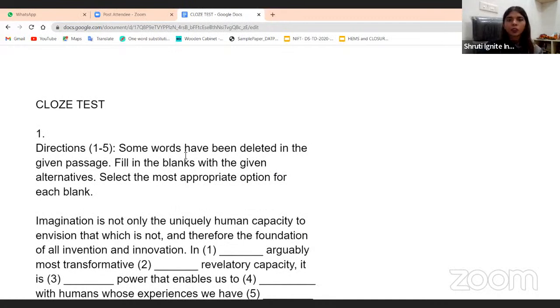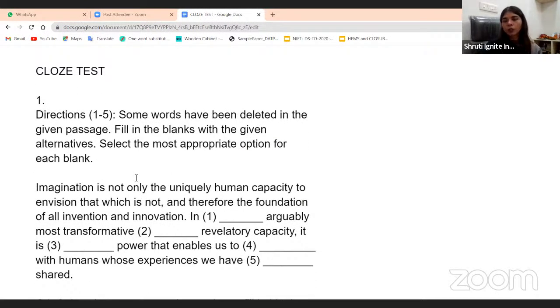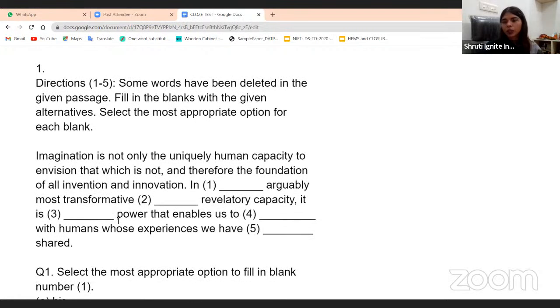And if you have any doubts regarding this particular exercise or regarding the particular question, you can ask. So the first cloze that we're going to go with is this one. Here you're looking at this particular passage. First, give it a quick read, and then we'll go to the particular options.